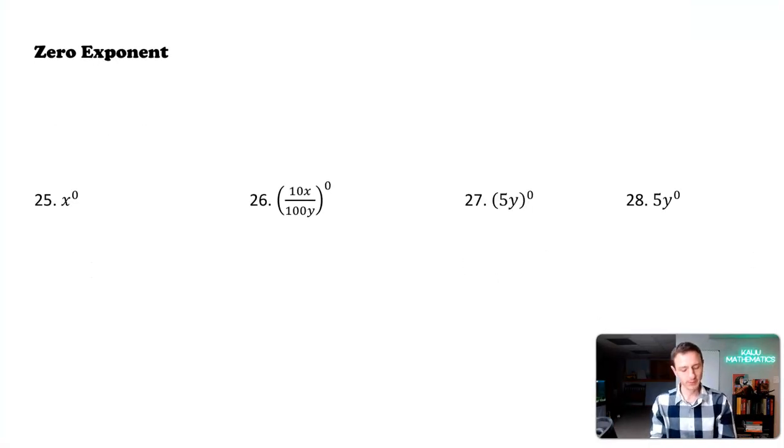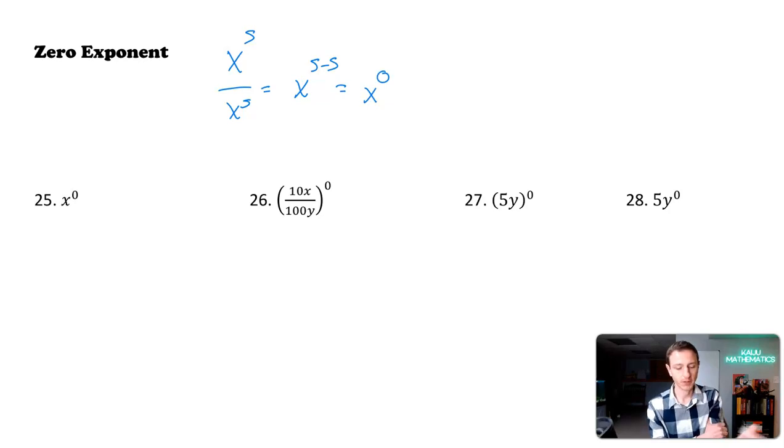Last one, 0 exponents. Let's just think about what's happening here before I just give you the rule. If I had x to the 5th over x to the 5th, what did we just talk about? We talked about subtraction. So I would do x to the 5 minus 5, which is x to the 0. So then we end up with the 0 power.